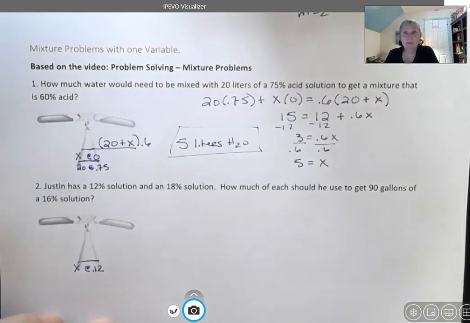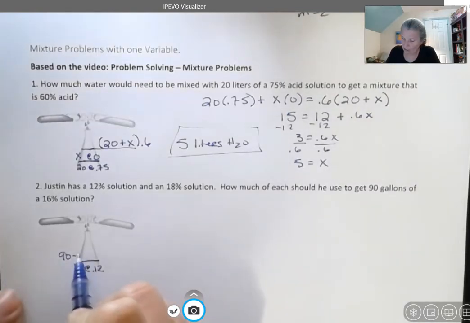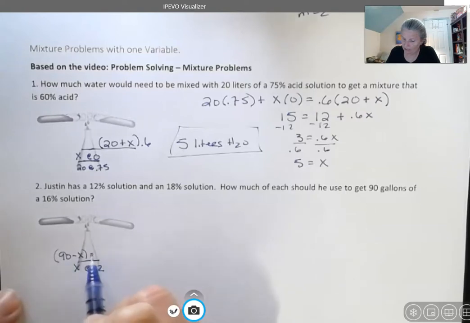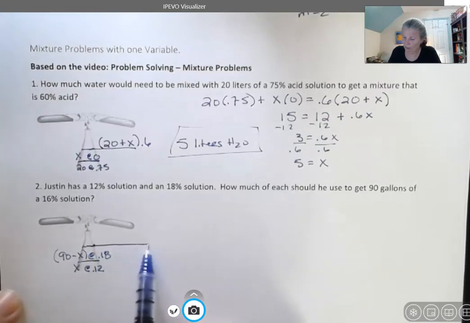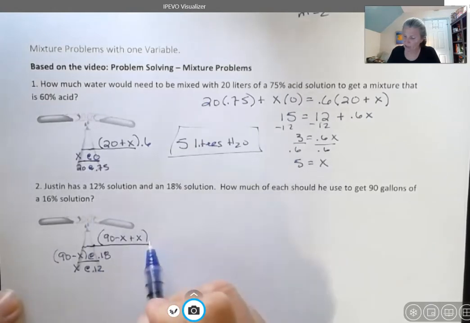So how many am I going to add? Well, this goes back to a problem type we did in the last one where we subtract. You know you're going to have 90 gallons altogether. If you take away all the gallons of the 12%, what's left are the gallons of the 18%. So we're going to subtract: 90 minus X, and we're going to say that is at 18%. And that's going to give us a new level. So what we have in our container, then, if you look at it this way, is 90 minus X plus X, right? And then they wanted it to be a 16% solution.